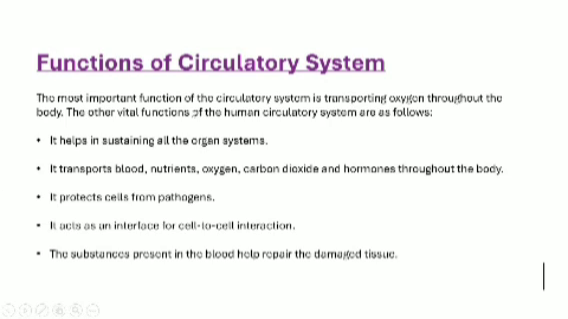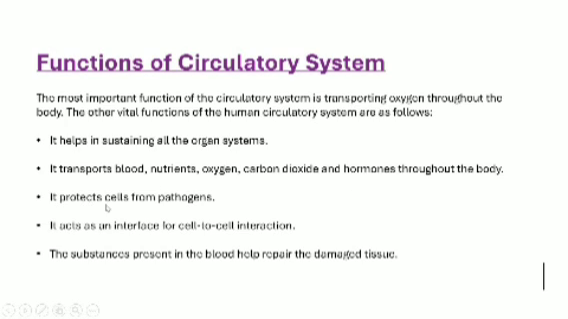The most important function of the circulatory system is transporting oxygen throughout the body, and it helps in sustaining all the organ systems. It transports blood, nutrients, oxygen, carbon dioxide, and hormones throughout the body. Not only oxygen, it also transports nutrients, CO2, and hormones.